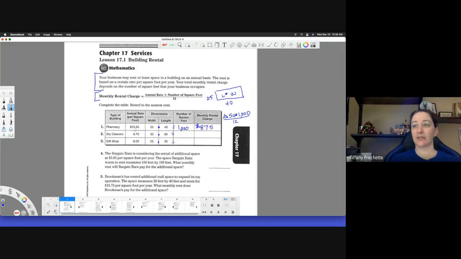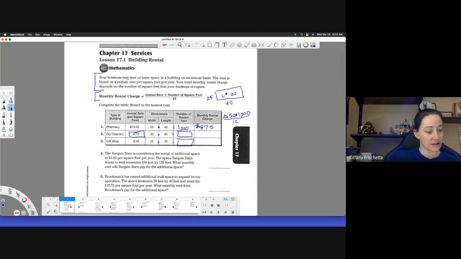So this is the idea. You're just going to multiply. You're going to get your square footage for each of these, and then you're going to plug it into the formula just like this. So change the annual rate based on what they're giving you. So instead of 1050 for the next one, you're going to put 675. And then instead of 1,000, you're going to put the new square footage that you just calculated based on 30 times 60. You're still going to divide by 12, remember. There's always 12 months in the year, so we're going to divide by 12 to figure out how much we're paying every single month.